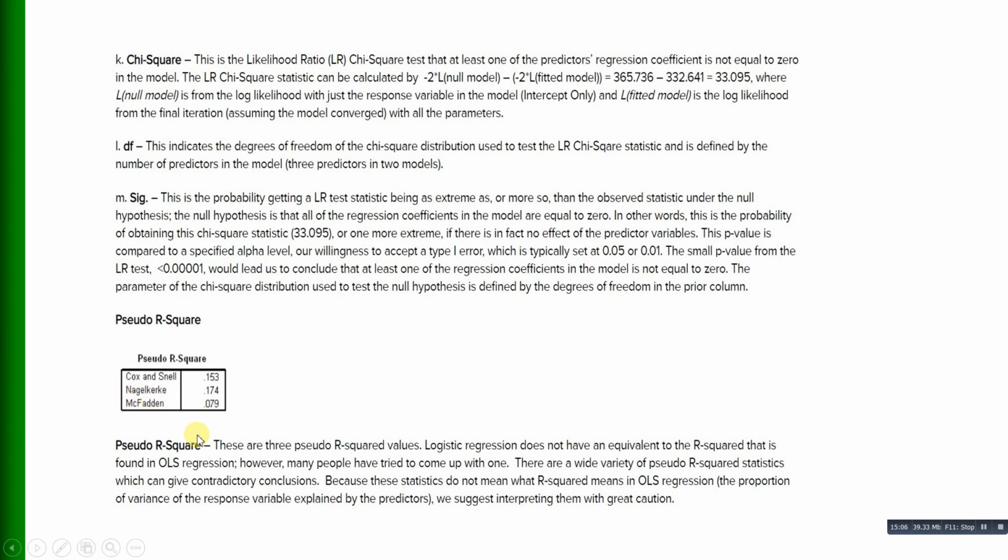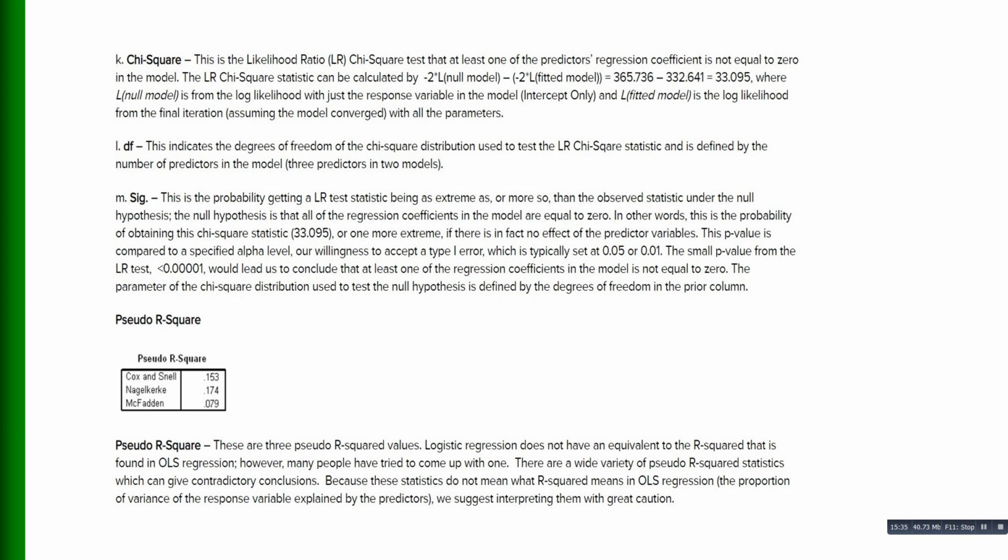Now there are three pseudo R-squared, as I told you. Logistic regression does not have an equivalent of the R-squared that is found in OLS regression. However, many people have tried to come up with one. There are a wide variety of pseudo R-squared statistics which can give contradictory conclusions. Because these statistics do not mean what R-squared means in OLS regression, we suggest interpreting them with great caution.